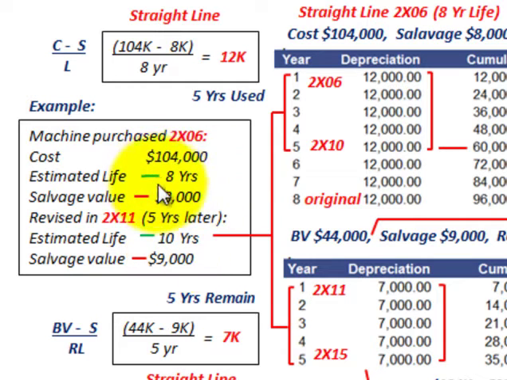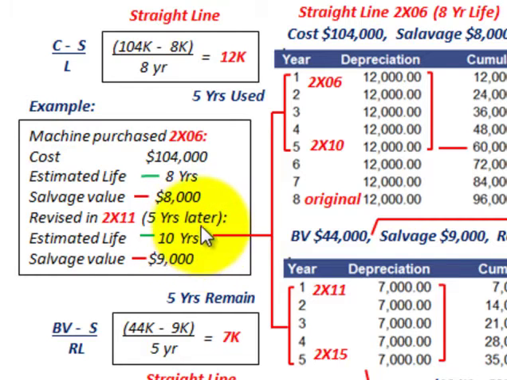So what we have here is our original estimated life of 8 years is now moved to 10 years. We've revised that estimate on its life, and we also changed its salvage value from $8,000 to $9,000. So what we have to account for here is this original five-year period, and since we changed its life from 8 years to 10 years, we have an additional 5 years that we have to account for.